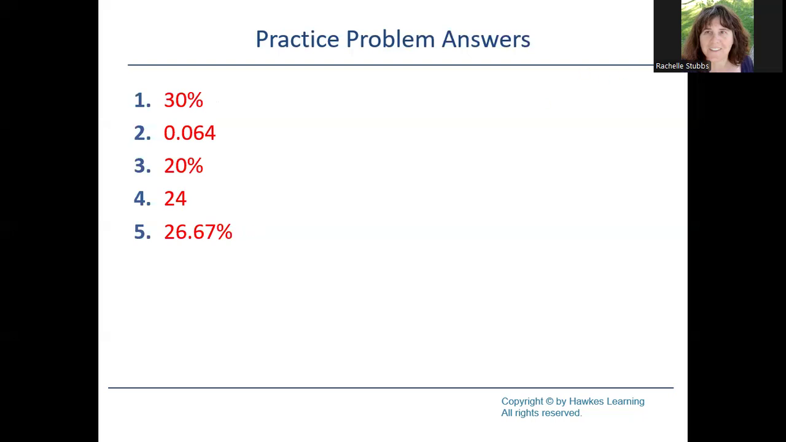So go ahead and do your problems today. Practice turning percents into decimals, decimals into percents, and working those ratios.